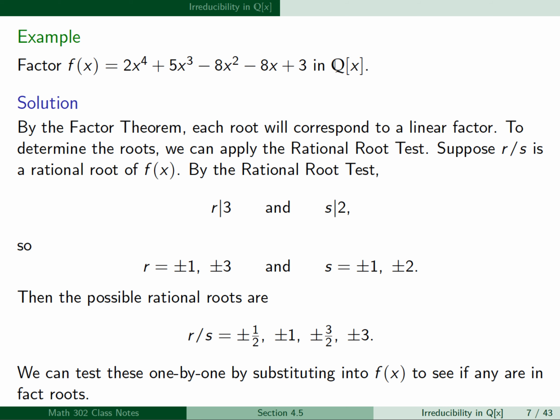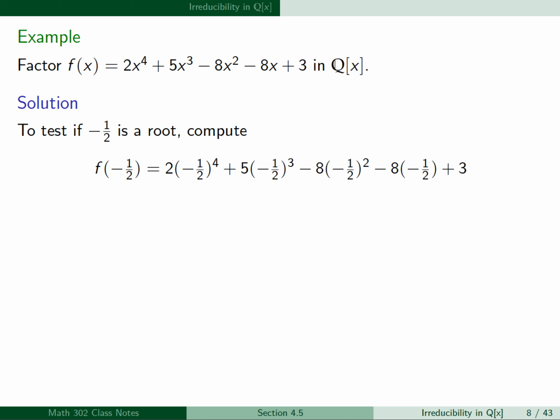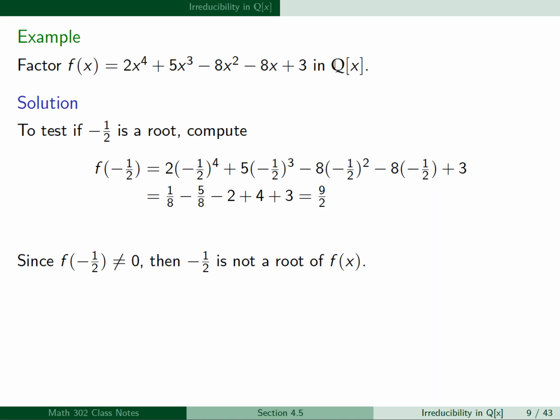To test if minus 1/2 is a root, we can compute f of minus 1/2, which will be 2 times minus 1/2 to the fourth, plus 5 times minus 1/2 cubed, minus 8 times minus 1/2 squared, minus 8 times minus 1/2 plus 3. And this is 1/8 minus 5/8 minus 2 plus 4 plus 3, which works out to 9/2. Now, since f of minus 1/2 is not equal to 0, then minus 1/2 is not a root of f of x. So we have 8 possible rational roots, and we can go through this procedure for each of the 8 roots.